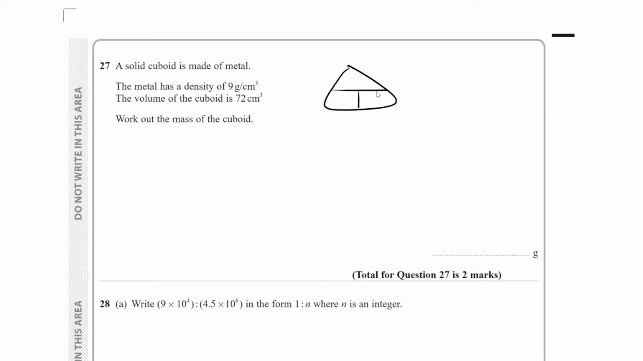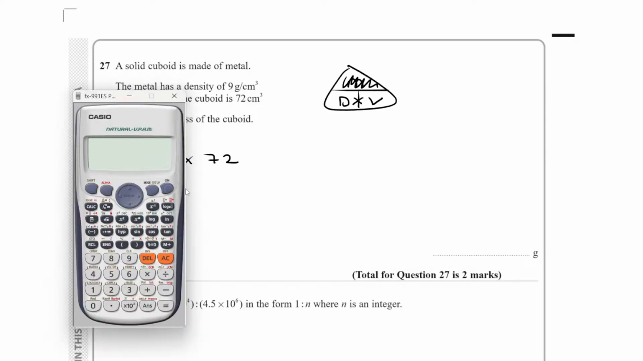I like to use a formula triangle, so I just remember that mass goes at the top. Density is mass over volume. In this case, they've asked for the mass, so obviously I would cross out mass. Do you see how that leaves me with the ones that are next to each other? I need to multiply. So I just need to take the density, which is 9, multiply it by the volume, which is 72. And that will give me the mass.